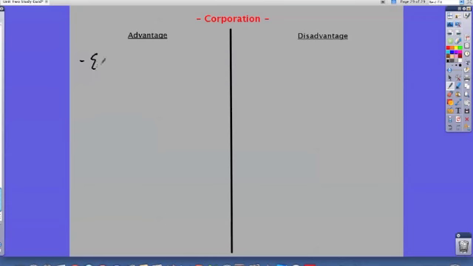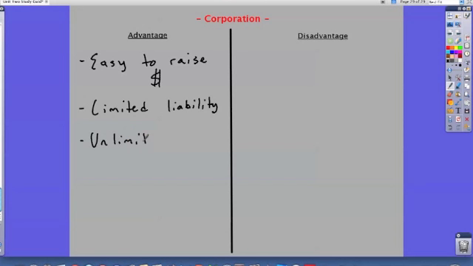Okay. Last one, corporation. This is the big one. When I say big one, I mean literally the big one, because they have a lot of people that own them. It's easy to raise money. You sell stock to raise money. The way stock works is you buy a share of the company, so technically you're loaning that company money in hopes it makes a lot and then you get some money back. Another advantage is limited liability. You can only lose what you've invested in that business. You can't lose everything because it is a separate entity. You can only lose what you put in.